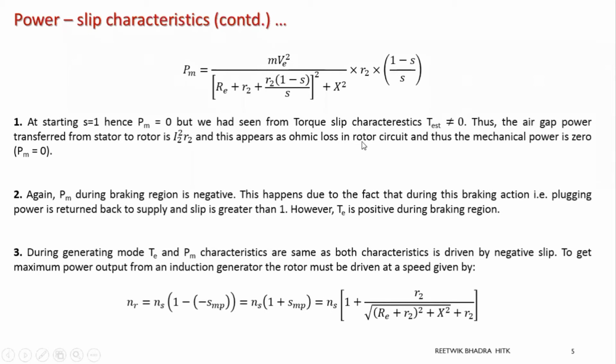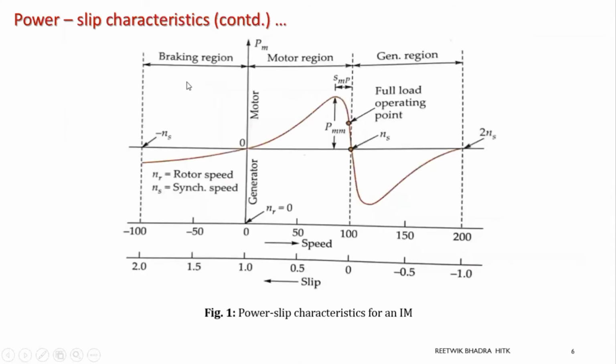Now, there are three regions of study: motoring mode, generating mode, and braking mode. We are talking about the induction motor, so our main study is the motoring mode only. During motoring mode, at starting, what is my slip value? It is 1, because NR is equal to 0 and slip is equal to (NS minus NR) by NS. So PM at starting, when S equals 1, will give you 0, since 1 minus 1 gives 0. So if you go into the motoring region, it starts from 0.